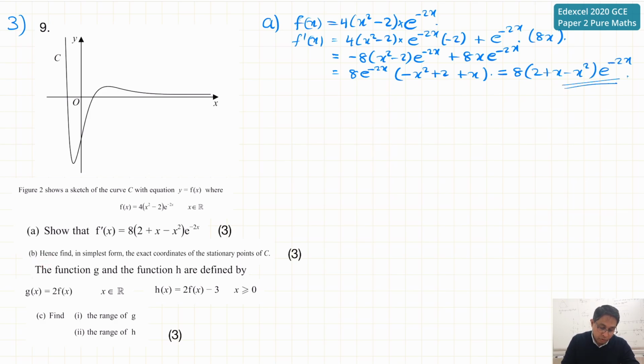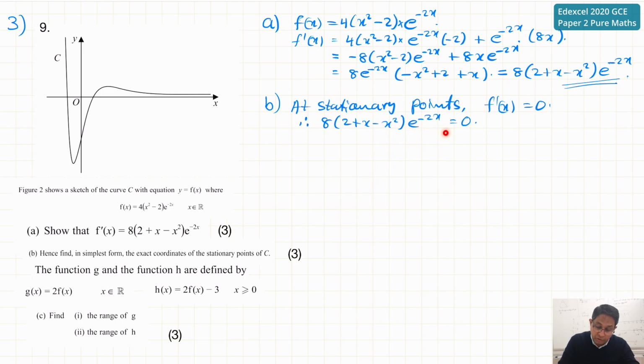Part B, they ask you to find in simplest form the exact coordinates of the stationary points of curve C. So you can see here we have a stationary point and here also you have a stationary point. So we have to find the coordinates at this point and at this point. At its stationary point, f prime x equals 0. Therefore, this equation should be equal to 0. When you solve this equation, you would get the x coordinate at this point and at this point.